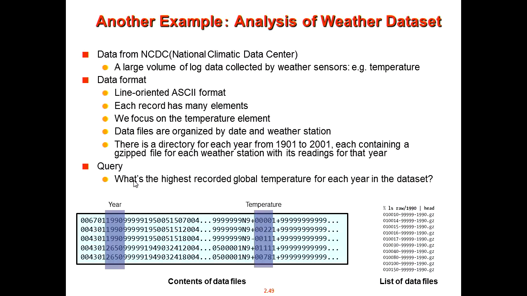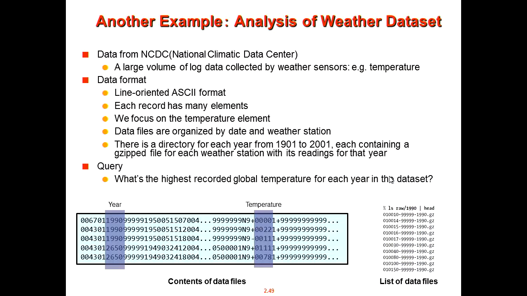Now the query is: what is the highest recorded global temperature for each year in the dataset? So now look at the dataset. Each line has a lot of information, but we only focus on the year, this part, and the temperature, this part. This is the input data, and the output is the highest recorded global temperature for each year. So the output should also be key-value pairs. The key is the year, the value is the highest temperature, right? That's what we want to do.